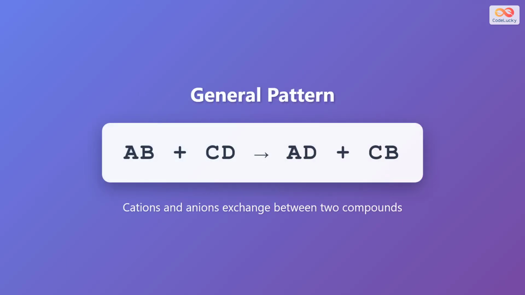Every double replacement reaction follows the same general pattern. AB plus CD yields AD plus CB. Let me break this down. We start with two compounds, AB and CD. The A part, which is usually a positive ion or cation, swaps places with the C part. Meanwhile, the B part, typically a negative ion or anion, exchanges with the D part. The result is two completely new compounds, AD and CB.